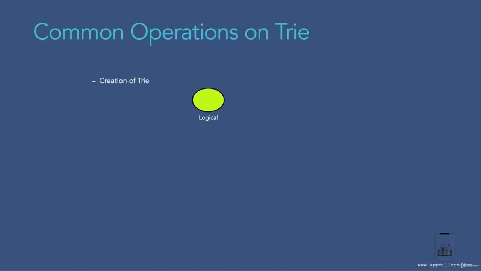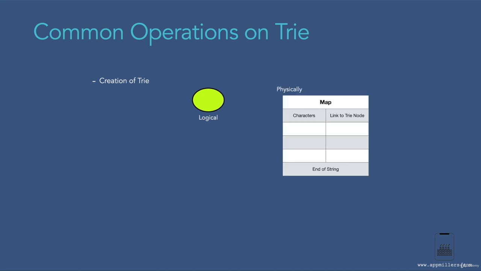Now in the last video we said that a node looks logically like this, but physically it looks like this, in which it has characters and links to its children. And here we also have a property of end of string in each node. If this node is the end of string, we are going to set this end of string to true. So based on this logic we are going to create a class.